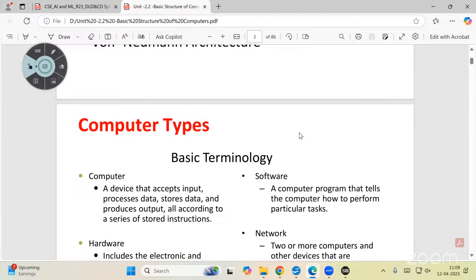LAN is not the internet. If in your laboratory 60 systems are present and all 60 are connected internally one to one, then we can share the data from one computer to another computer. So for this purpose, or nowadays the internet, that is called network.